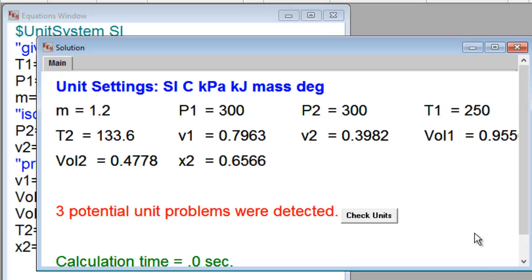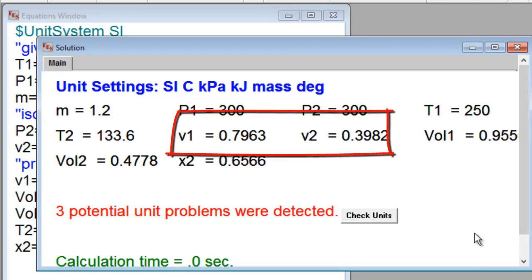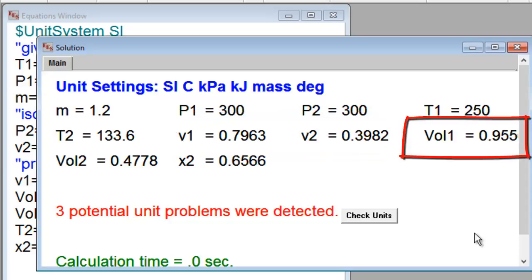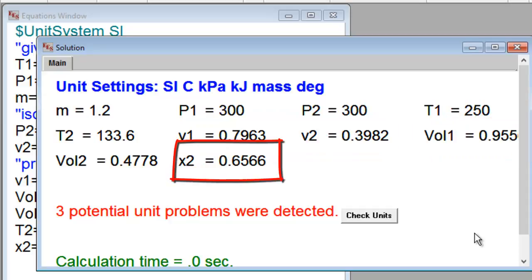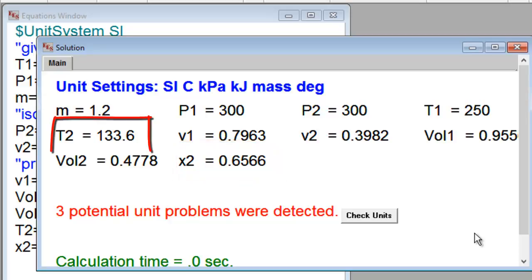And so here it is. The things I wanted to find: my little v's here are my specific volumes. Vol1 and Vol2 are my extensive volumes, in meters cubed. I see my quality here at 0.65, so it's a mixture, and 65% of the mass is in the vapor phase. And the final temperature was 133.6.